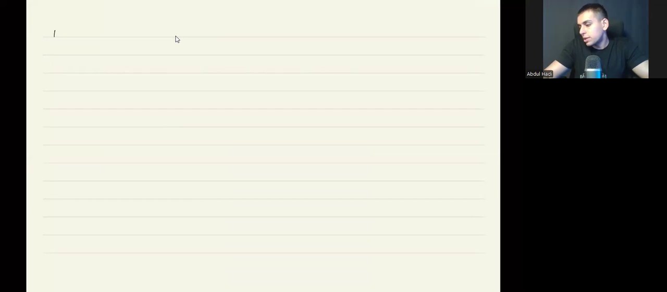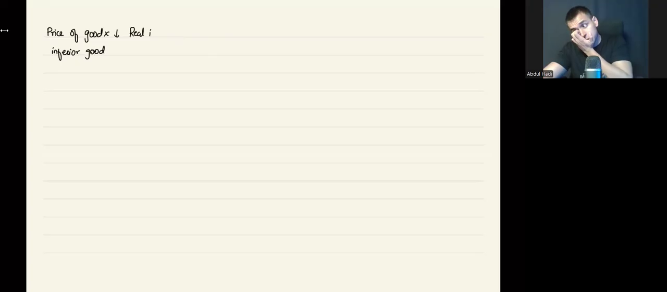The case is that your price level is falling. Price of good X is falling, which is an inferior good. All right. So if the price of good X falls, this means that my real income will rise. And if my real income is rising, demand for inferior good will fall. All right. So this is the case that I have to draw.